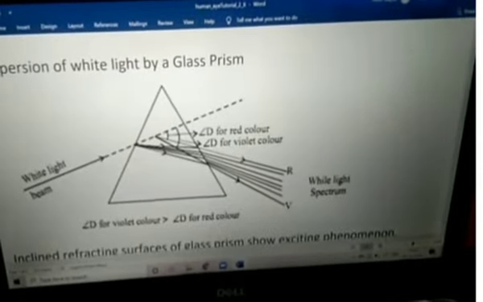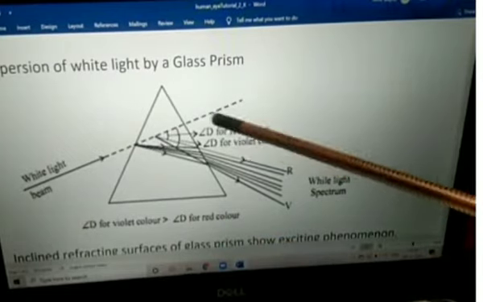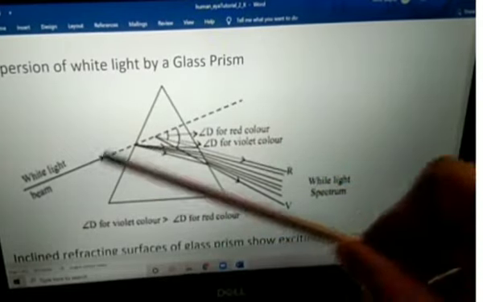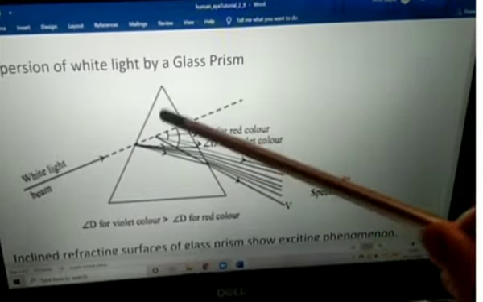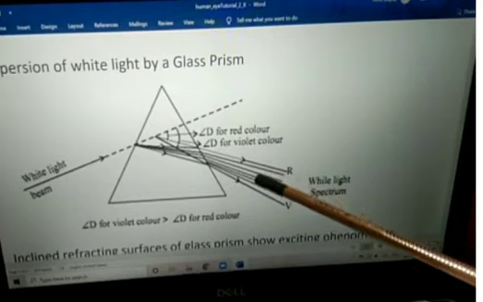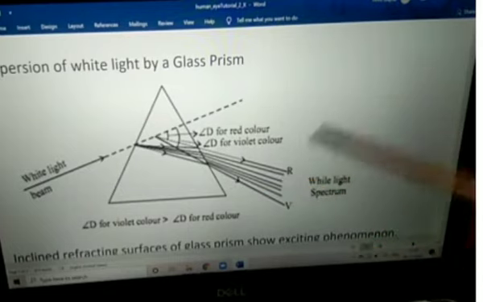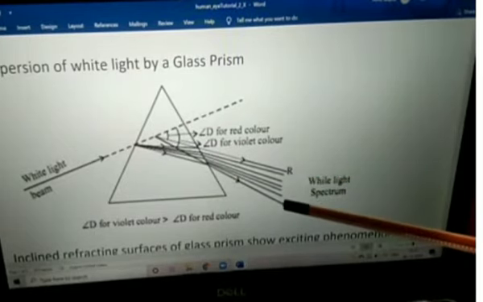So now in this diagram we will understand the phenomenon of dispersion of light. When white light falls on the surface of the glass prism, it gets split up into a band of 7 different colors, and this forms a spectrum. Above is the red light and below is the violet light.